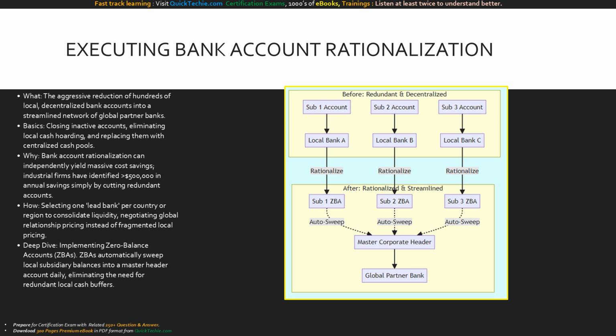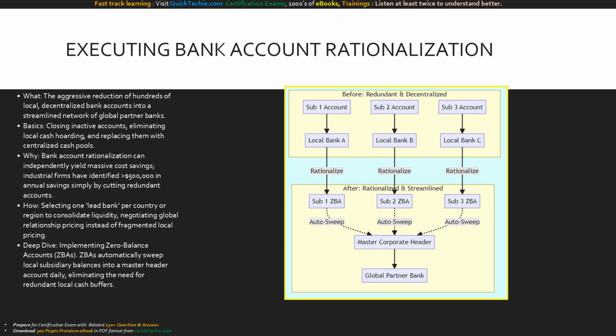Why is this our first target? Because the financial wins are immediate. For instance, post-M&A, leading industrial firms have identified over $500,000 in pure annual cost savings solely by closing redundant accounts. How do we execute this? We conduct a rigorous RFP to select one lead bank per region, shifting from fragmented local pricing to highly leveraged, global relationship pricing.